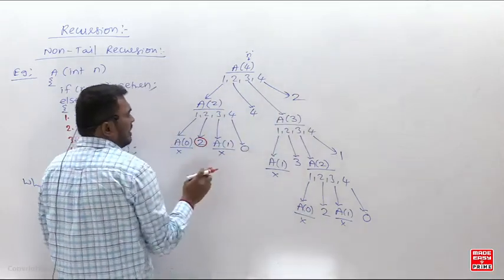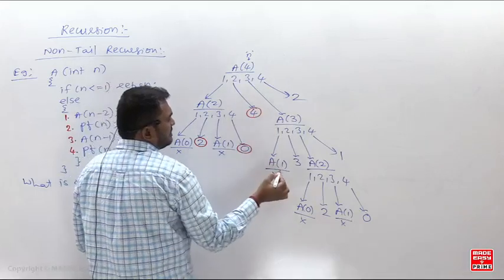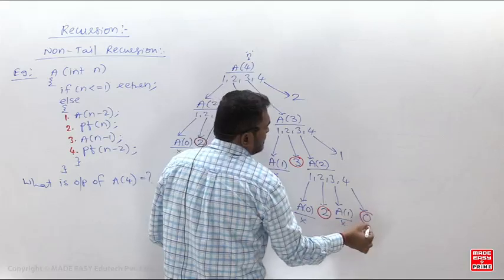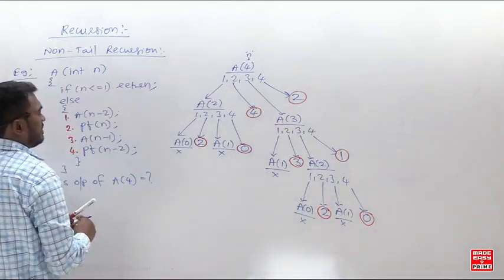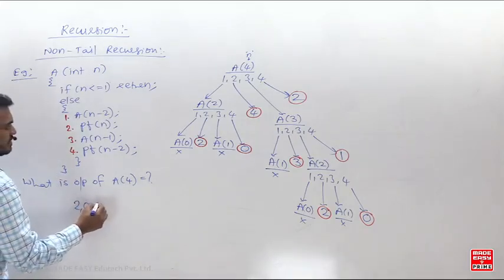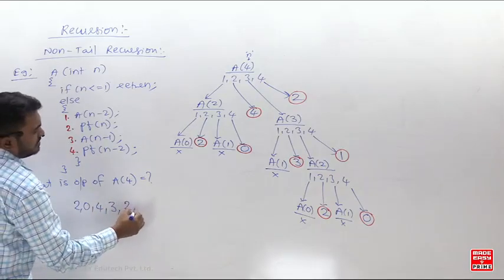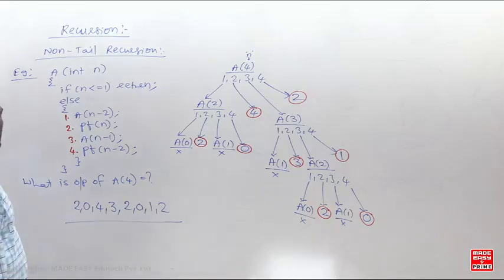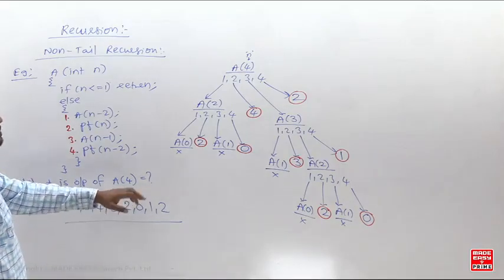Is that clear? Right? First 2 is printed and next is 0. Next is a 4. Look here. Next is 3 and next is a 2. Next 0. Next 1. Next is a 2. So that is the order of the output. So the output printed here is 204, 3, 2, 0, 1, 2. So this is the output you are going to get.